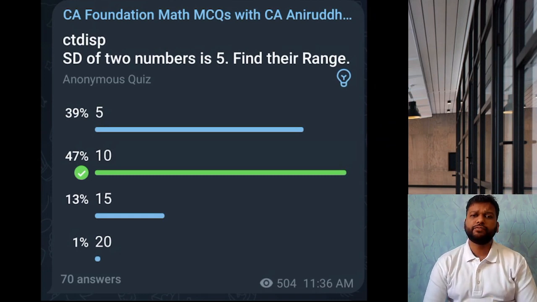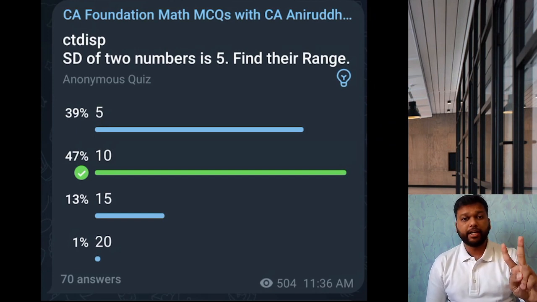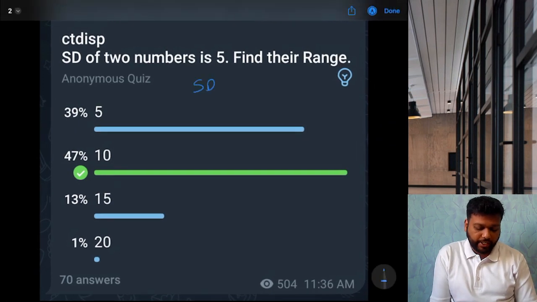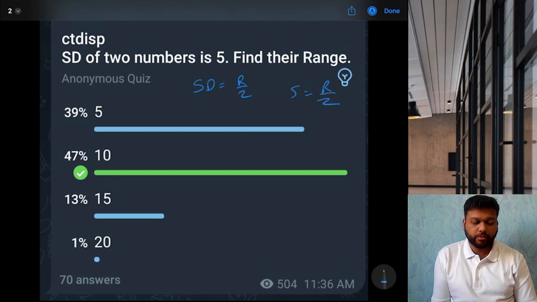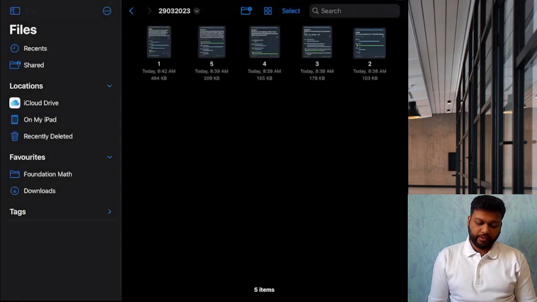SD of two numbers is 5. Find the range. For two numbers, standard deviation is half of range. So for two numbers, standard deviation is always range by 2. So that means 5 is equal to range by 2. So range will be what? 10. So this was an easy one. Let's go to next.